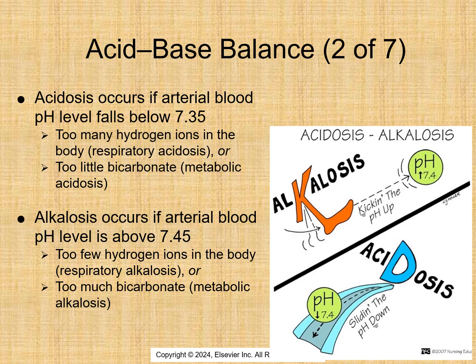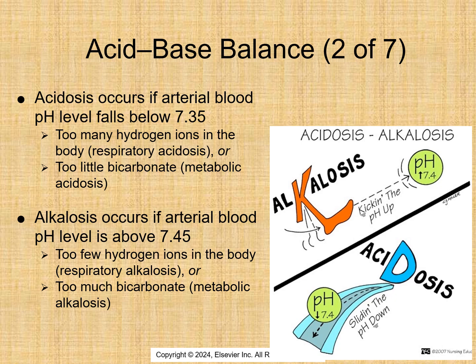If the body's pH falls below 7.35, it is acidosis. If it falls above 7.45, it is alkalosis. So in acidosis, what happens is too many hydrogen ions are present, such as if it's a respiratory issue, respiratory acidosis, or there's not enough bicarb to counteract and could result in metabolic acidosis.